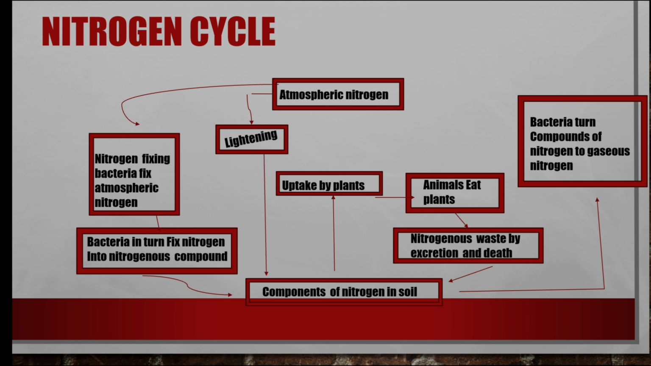Then the second way is lightning and thunder. Some atmospheric nitrogen is fixed into the soil during lightning, but it is very rare. So the powerful method is the bacterial one, compared to lightning. The lightning method is very rare.